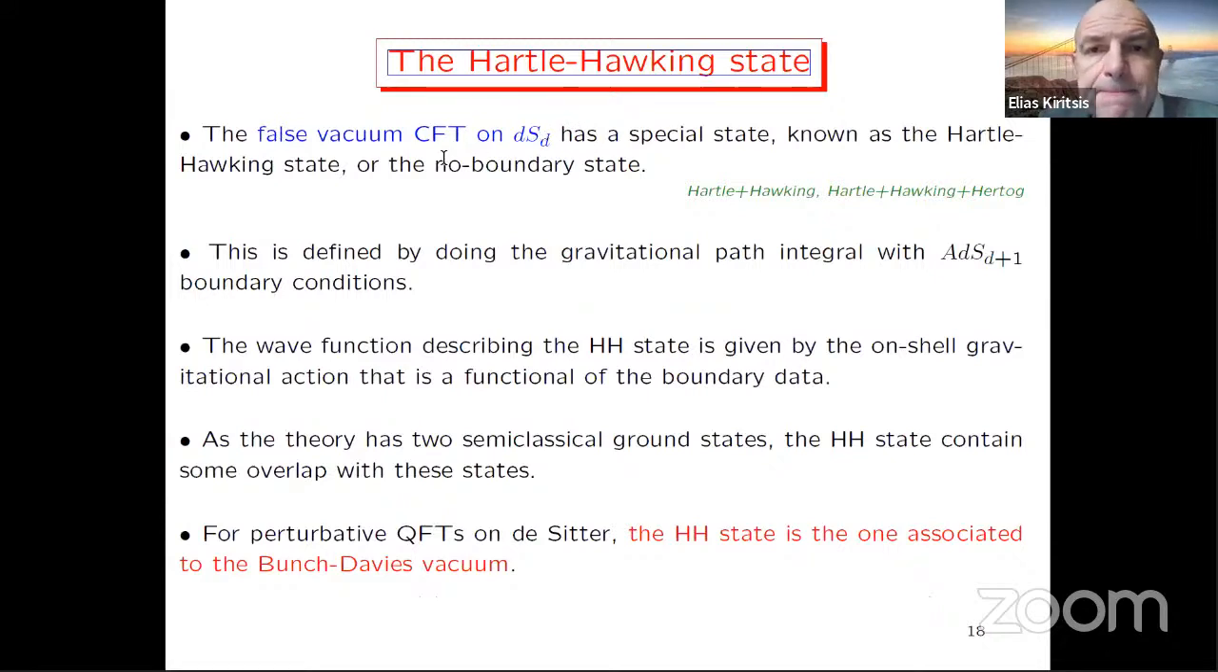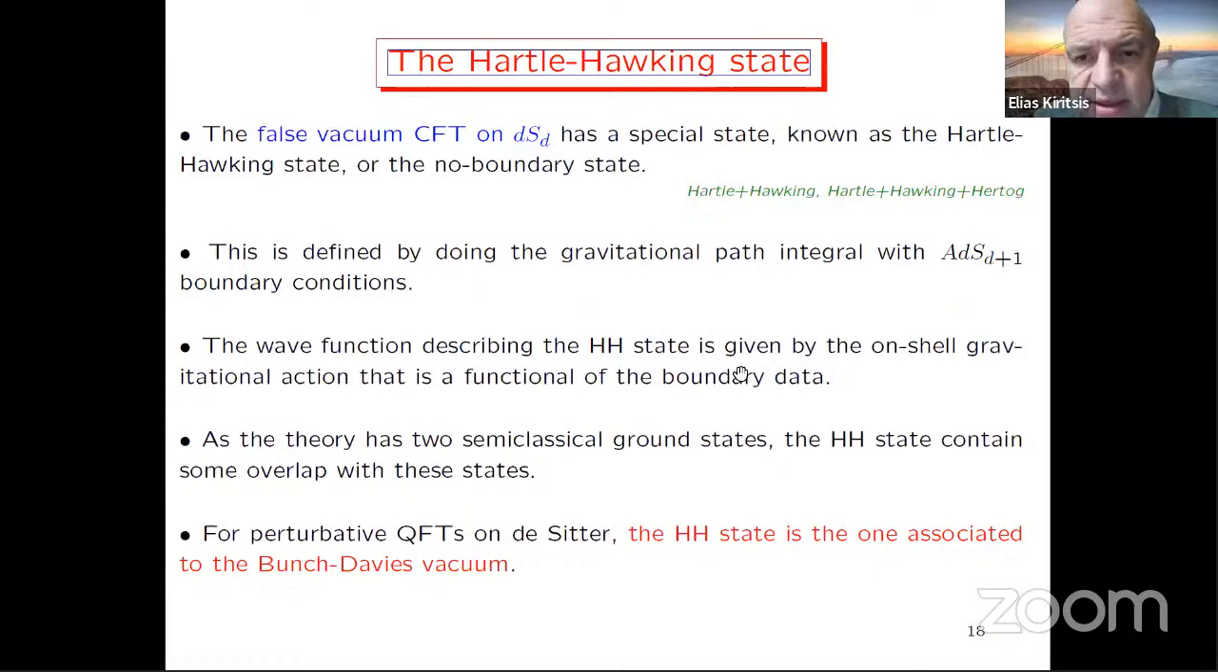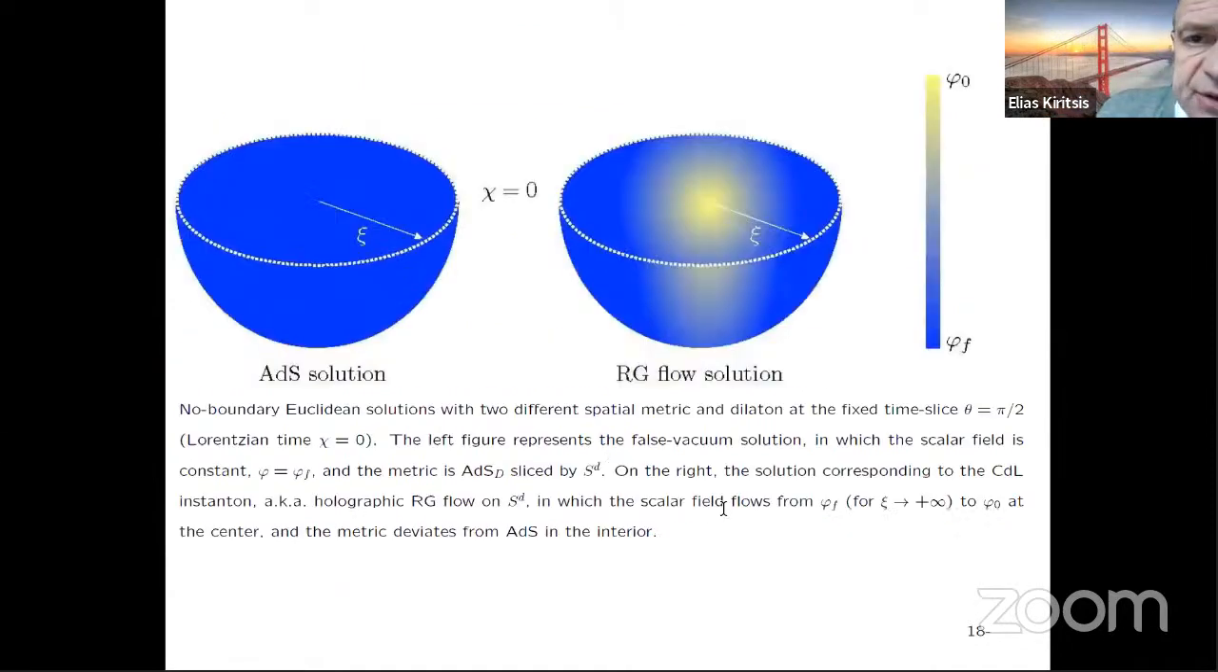Now, to interpret this further, we know that the false vacuum CFT defined on de Sitter has a special state. And this is known as the Hartle-Hawking state or the no-boundary state. And this is defined by doing the gravitational path integral with AdS d+1 boundary conditions. And by doing the gravitational path integral, you describe a wave function that describes this Hartle-Hawking state. And in fact, this wave function is precisely given by the on-shell gravitational action that is a functional of the boundary data. And since the theory has two semi-classical ground states, that means that the Hartle-Hawking state contains some overlap with these states. And I should remind you that the Hartle-Hawking state for a QFT on de Sitter is the one usually associated to the Bunch-Davies vacuum.